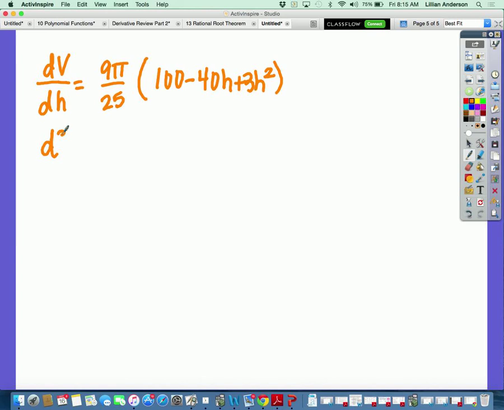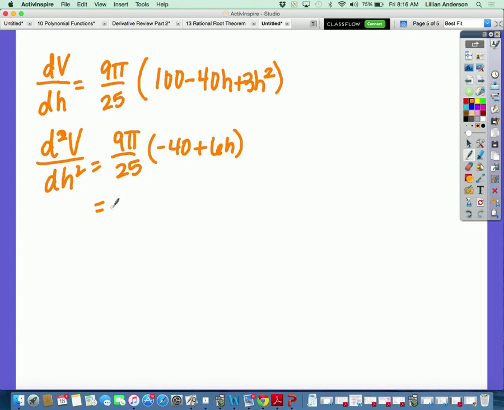And then the second derivative of that, again, you do nothing to the outside. You just take the derivative of the inside. There's no product rule involved here because you don't have a completely new expression on the outside. It's just a constant. So now I just have negative 40 plus 6h. If you want to go that next step, you see there's a GCF of 2, so you could multiply that out and also have 18 pi over 25 times negative 20 plus 3h. You don't have to have this line here. You would have been just fine with that first line. So this is part C.